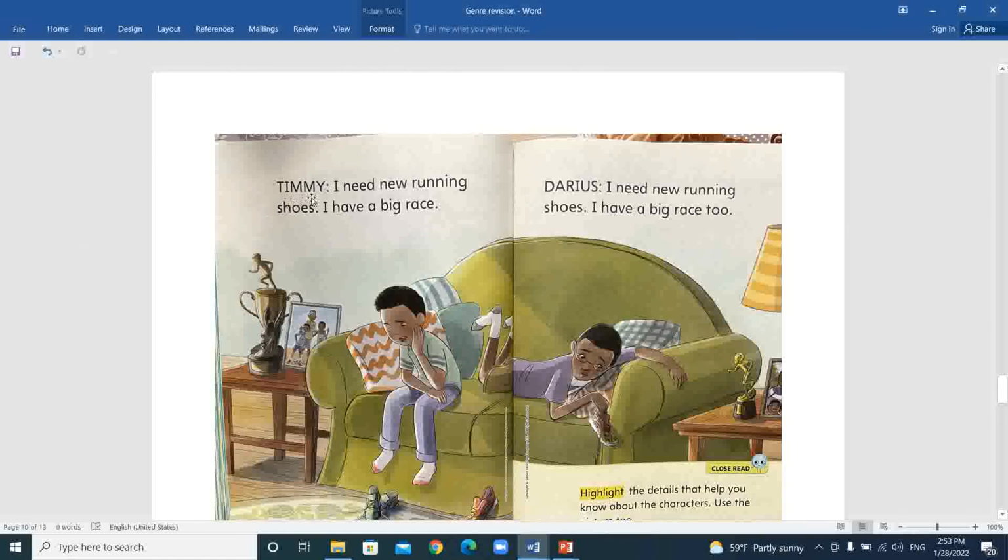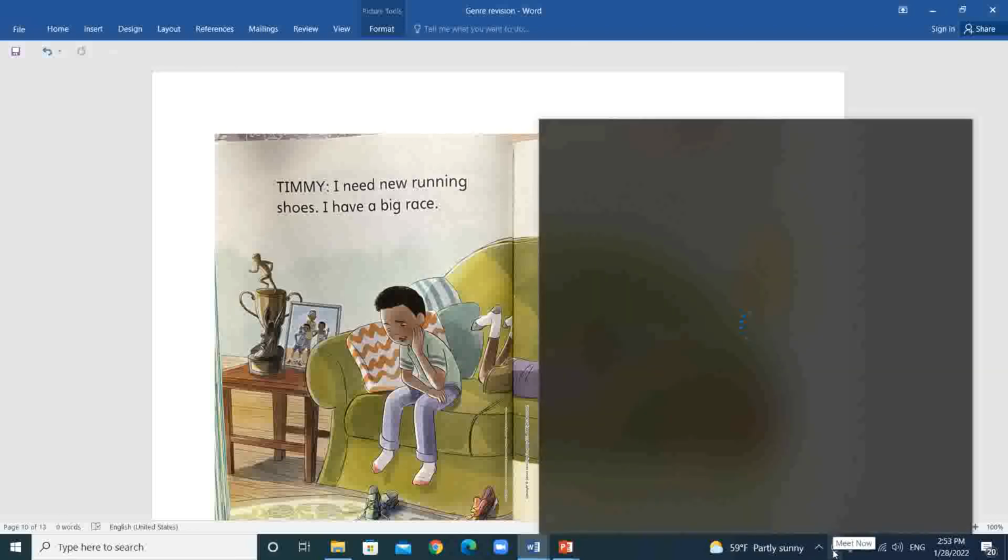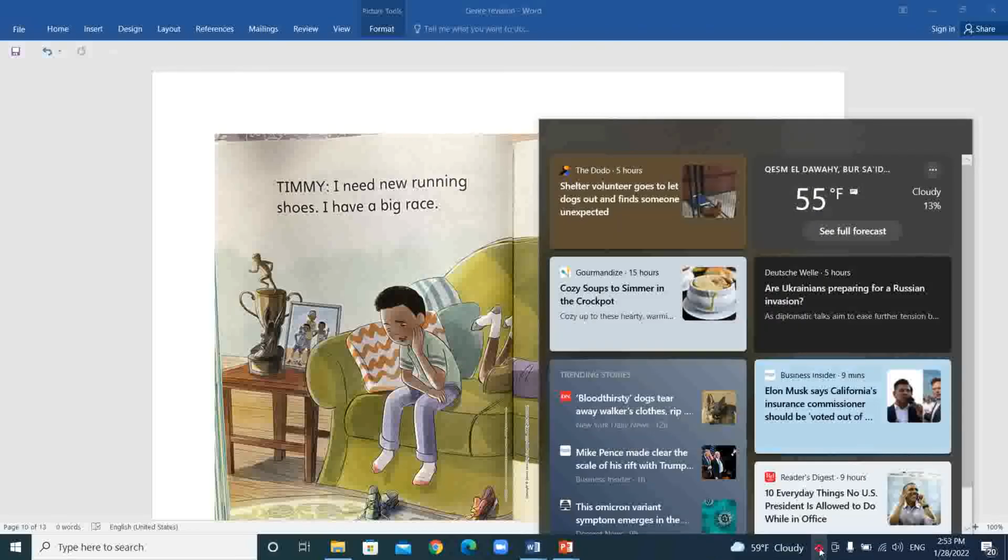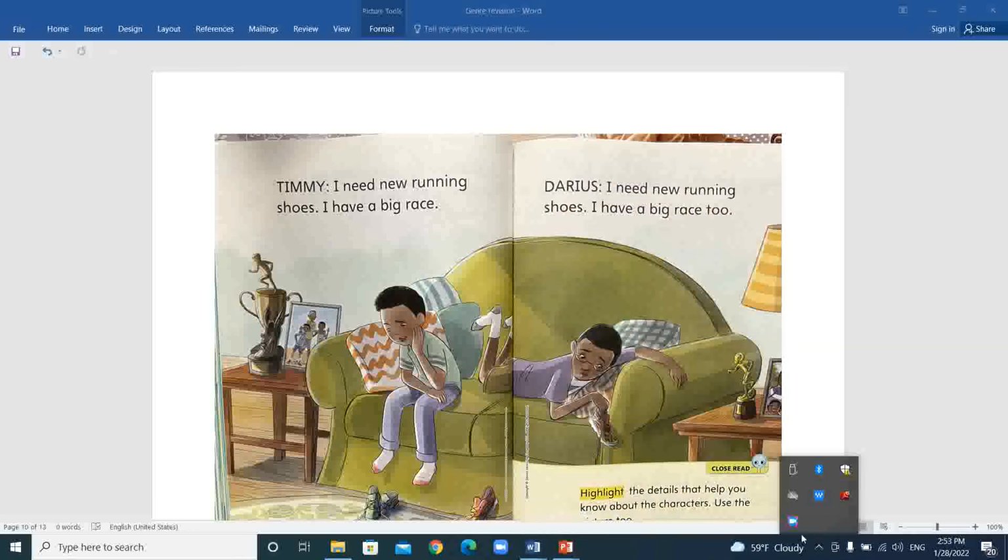Here, this is a dialogue. Who will say these words? Timmy. So you'll find the name of the character and the words that he will say. I need new running shoes. I have a big race. So this is called the dialogue. Dialogue is the words that the characters will say. Okay? So those are the genres that we have this term.